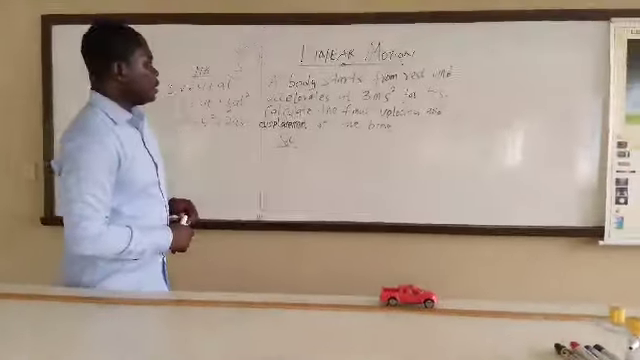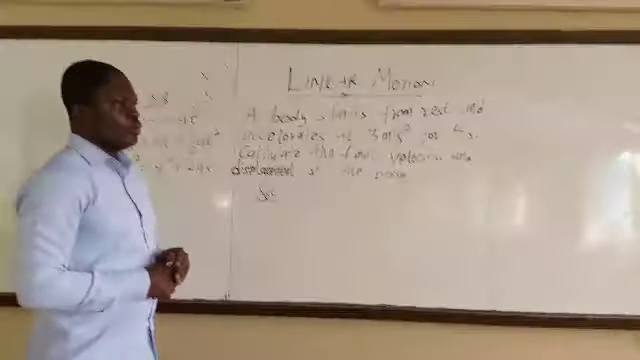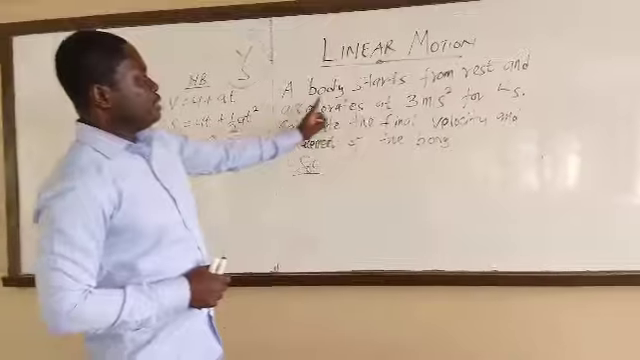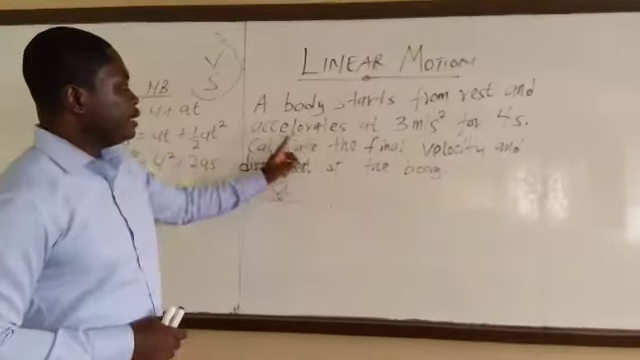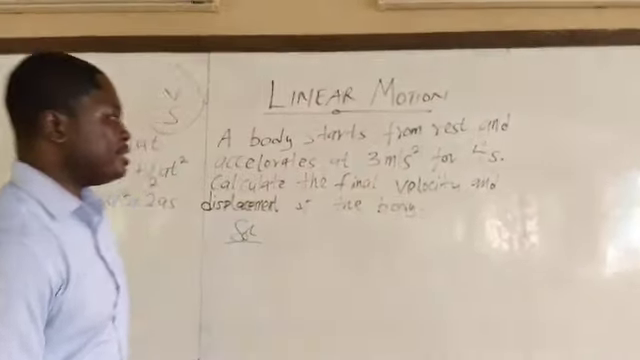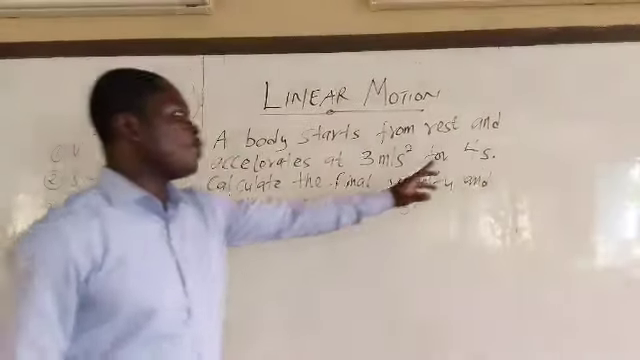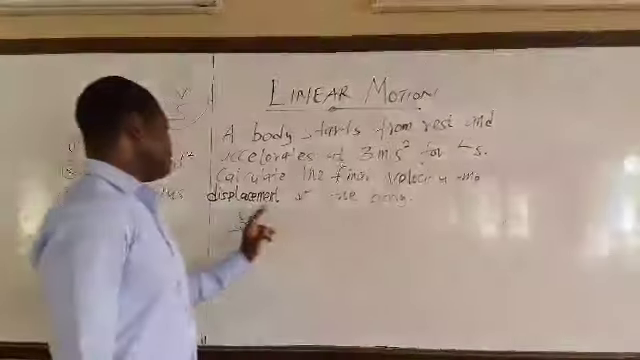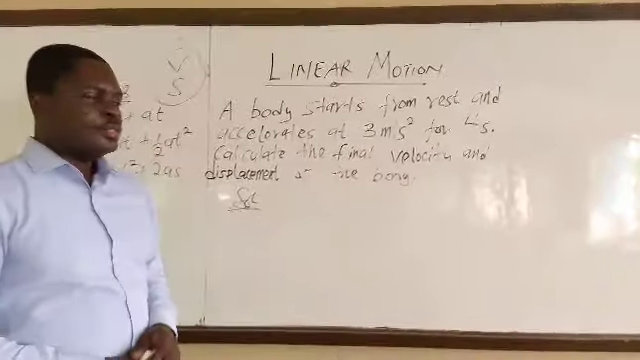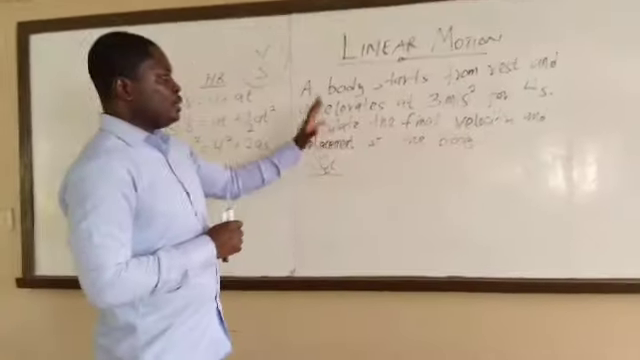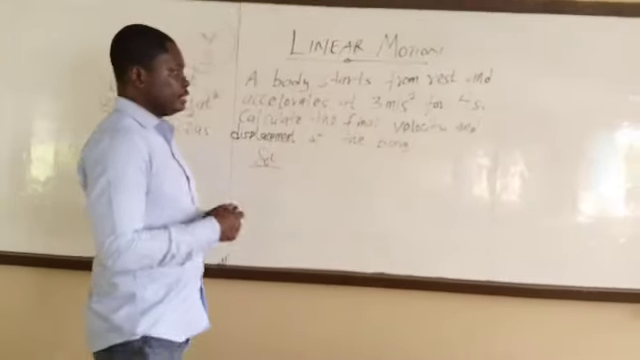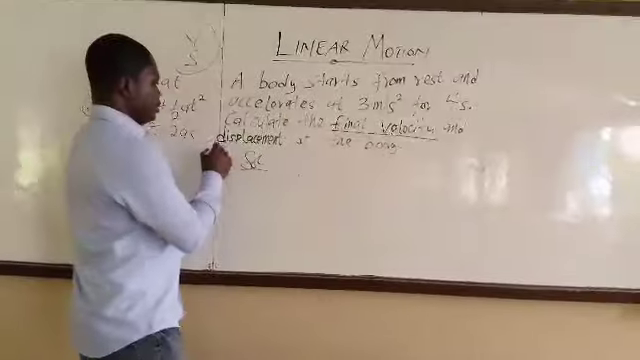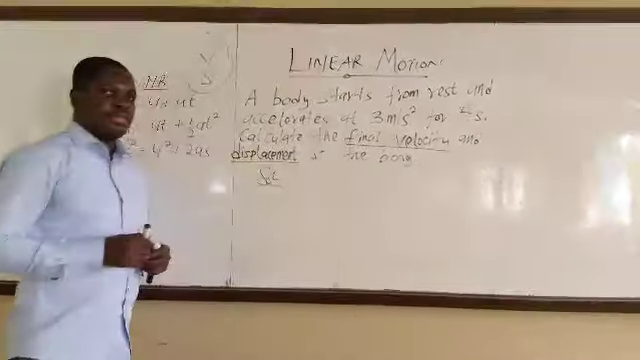Now let's quickly come to this application question under linear motion. Let's read. A body starts from rest and accelerates at 3 meters per second squared for 4 seconds. Calculate the final velocity and the displacement of the body. So in general, first, we want to find the final velocity. Second, we want to find the displacement.